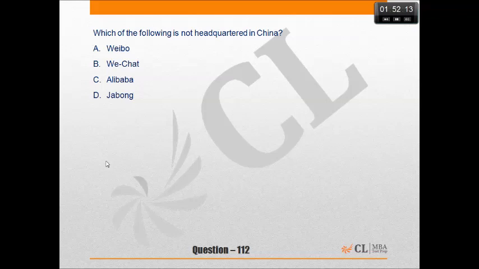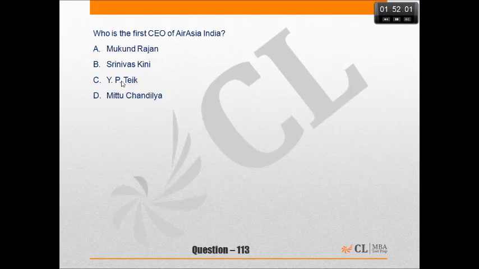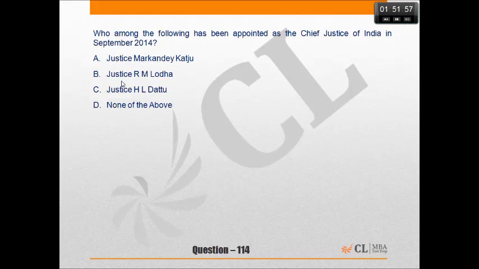Which of the following is not headquartered in China? WeChat is, Alibaba is again a Chinese company. Weibo is a Chinese search engine, so it has to be Jabong. CEO of AirAsia India. Not sure, I'll skip.